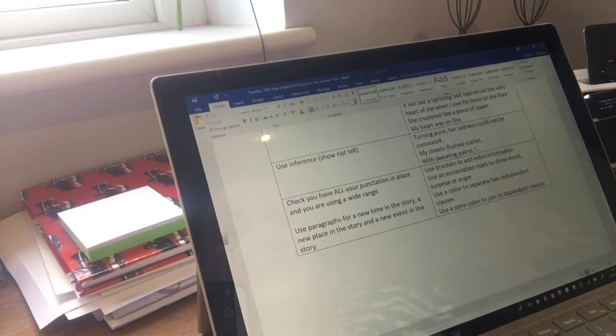And the last thing to make sure, Year 5 and 6, is making sure you're writing in paragraphs and putting in all your punctuation. So remember, when you're using paragraphs, use it for a new time in your story, a new place in your story, or a new event in your story. Make sure you've got all your capital letters and full stops. Try and use things like exclamation marks to show shock, anger or surprise. Remember to only use one at a time. Using things like colons to separate two independent clauses, or semicolon to join dependent clauses.